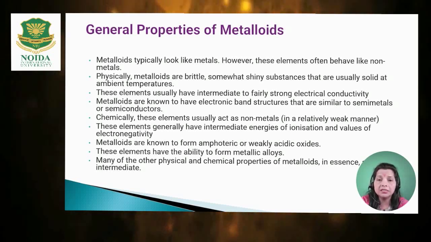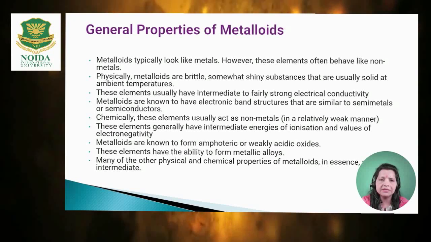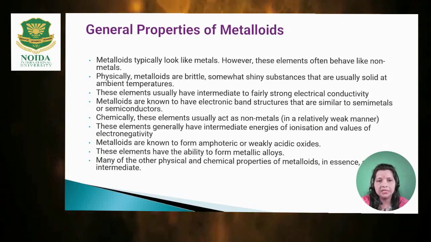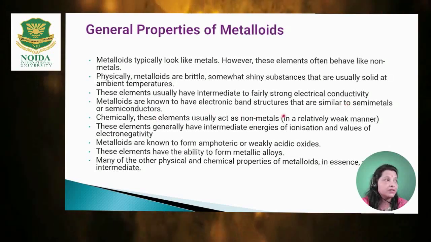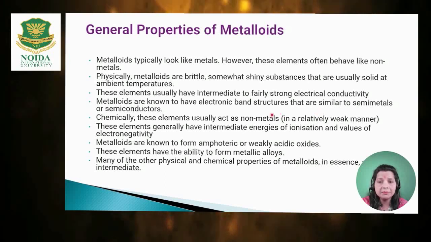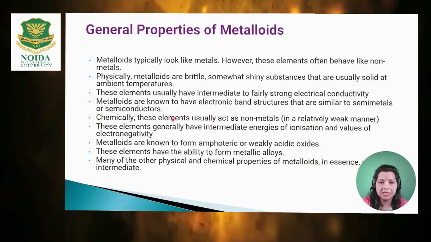Now general properties of the metalloid. We have another term, the metalloid, which is in between the metals and the non-metals, right? So metalloids typically look like metals, meaning they have the appearance of a metal. However, these elements often behave like non-metals. Physically, metalloids are brittle, somewhat shiny substances that are usually solid at ambient temperature. These elements usually have intermediate to very strong electrical conductivity.